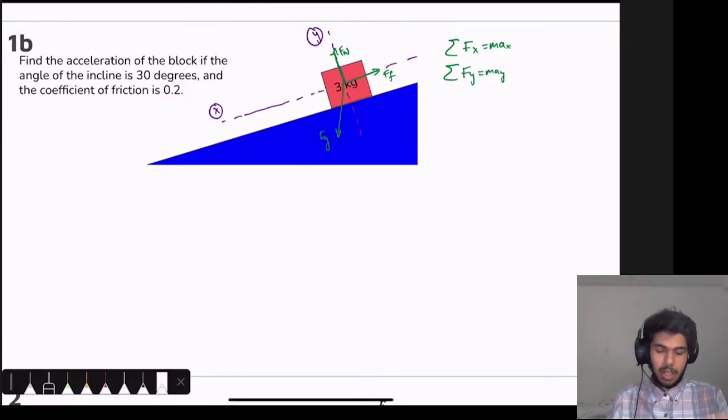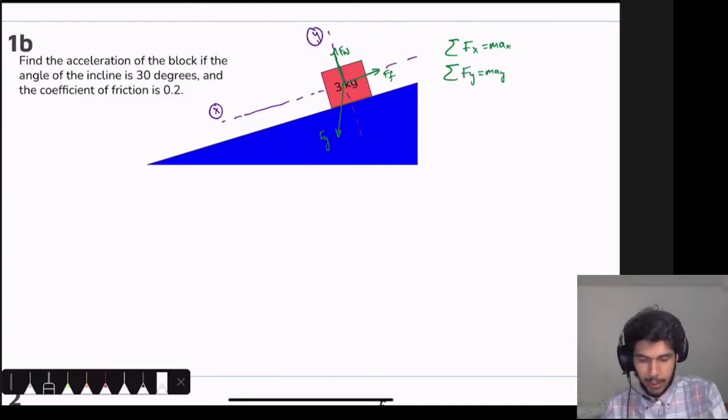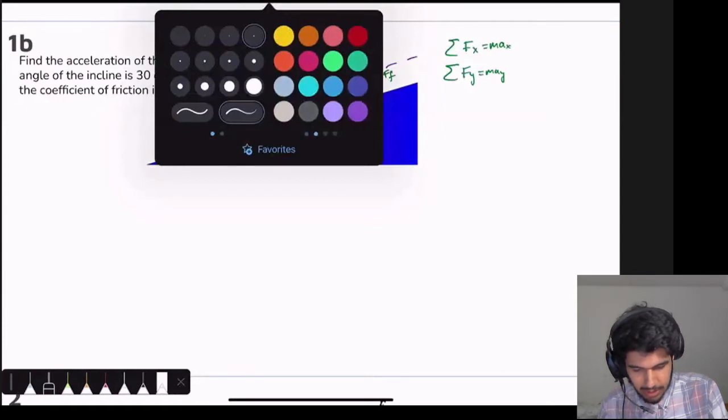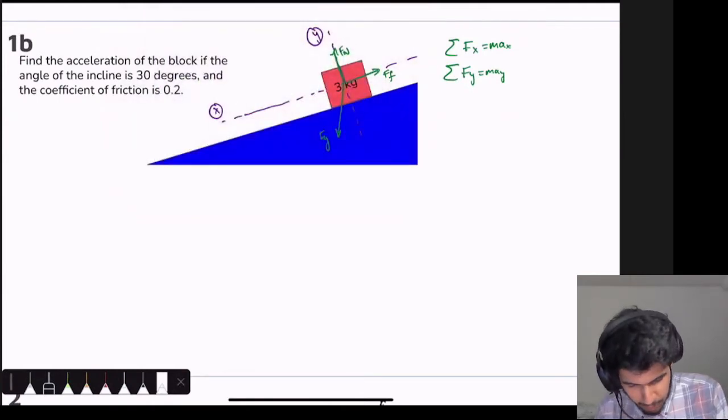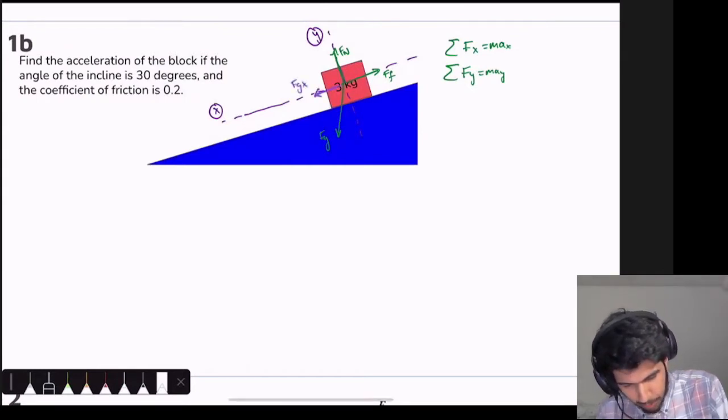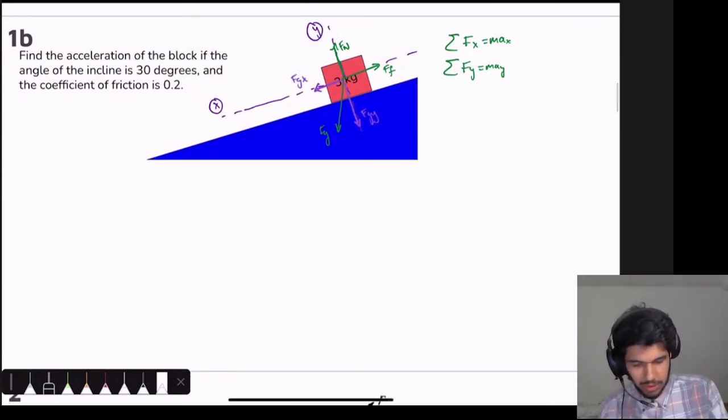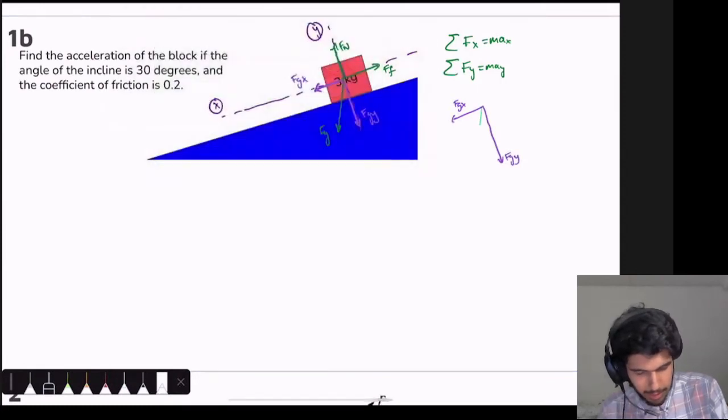So to do this, we need the components of FG. Let me switch colors. I suppose this purple will do. What we want is FGX and FGY. We're splitting it up into the components. So let's just look at that off to the side. We have something like this is FGX, this is FGY, they're perpendicular to each other, and together their vector sum creates FG.